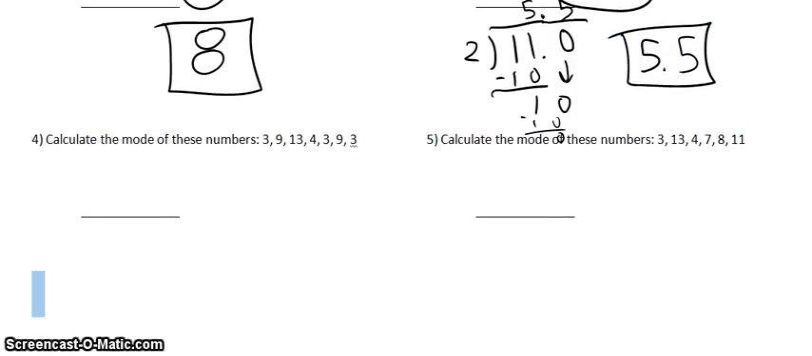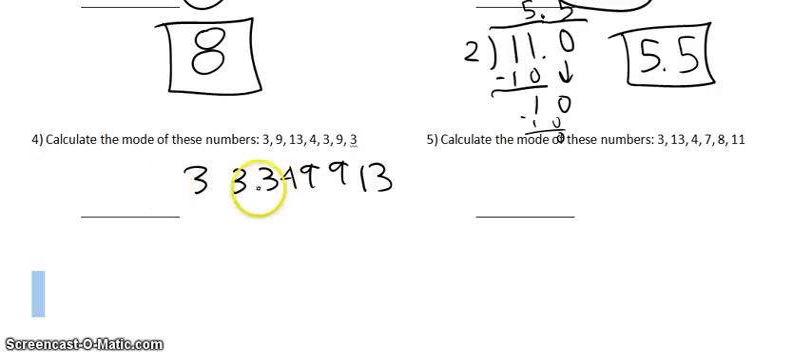Number 4 says calculate the mode of these numbers. When you're calculating mode, if you want to avoid making silly mistakes, write those numbers in order from smallest to biggest. So 3, 3, 3, 4, 4, 9, 9, 13. Now the mode is the one that occurs the most, and I can see that I have 3 3s. So 3 is going to be my mode. Even though there are 2 9s, there are more 3s than there are 9s. So 3 is still the mode, even though there are 2 9s.